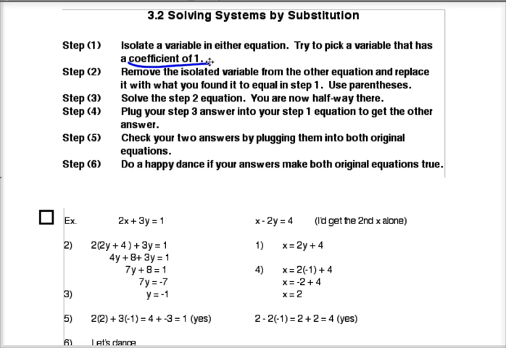I've got the steps down low here. You do want to check your answers at the end, step 5. And then step 6 is, you do a happy dance if both are correct. Because you've done a lot of work, you've earned it. Pick your favorite dance and do a happy dance.